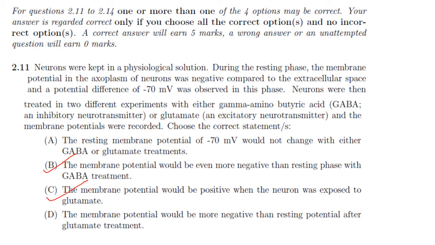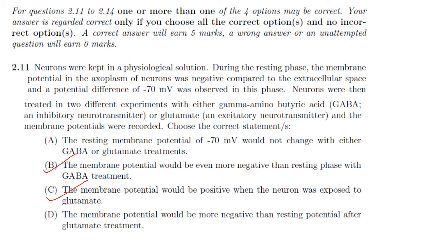Then next one. For questions 211 to 214, one or more than one of the four options may be correct. Your answer is regarded correct only if you choose all the correct options and no incorrect options. A correct answer will earn 5 marks, a wrong answer or an unattempted question will earn 0 marks. Okay. Neurons were kept in a physiological solution.